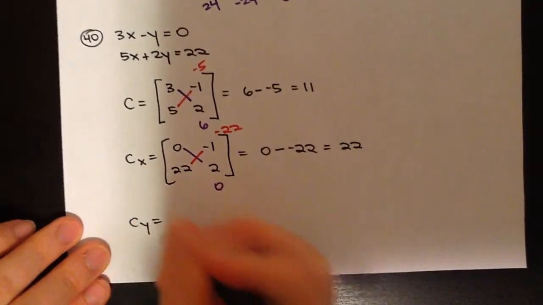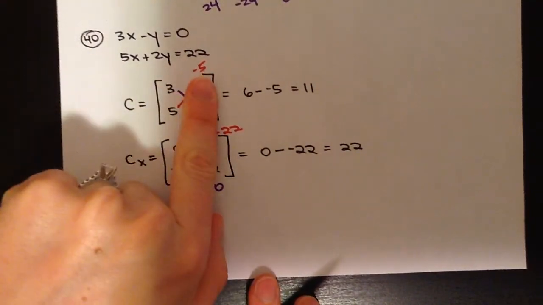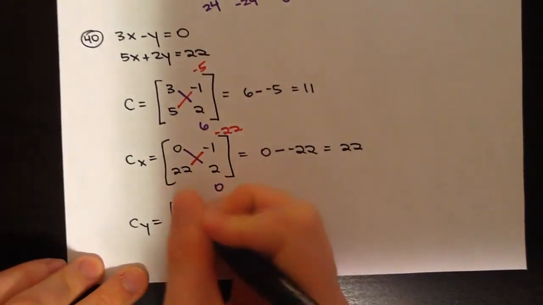Last one is C sub y. C sub y, I replace the y column with the constants, but everything else stays the same.